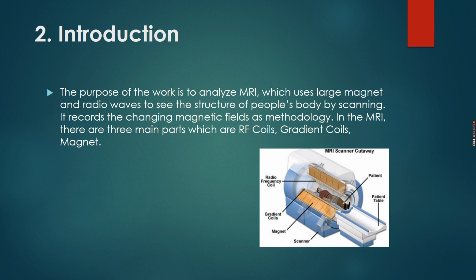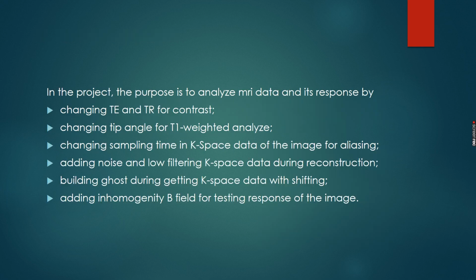As an introduction, the purpose of the work is to analyze MRI. In the MRI, there are three main parts: RF coils, gradient coils, and magnet, which are used to see the structure of people's bodies by scanning. In the project, we change echo time and relaxation time for contrast, change the tip angle for T1 weighted analysis, change the sampling time in k-space data of the image for aliasing, add noise and low-pass filter the k-space data during the reconstruction, build ghosts during getting k-space data with shifting, and add B0 inhomogeneity for testing the response of the image.